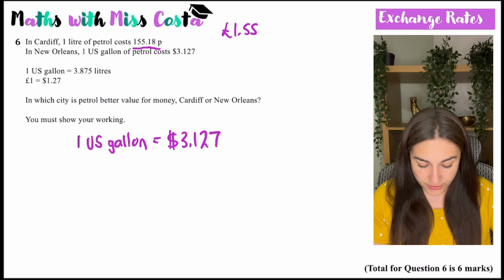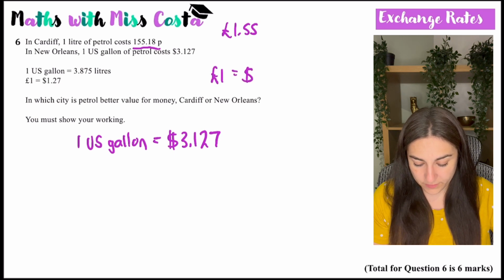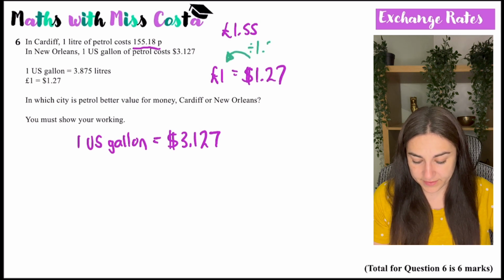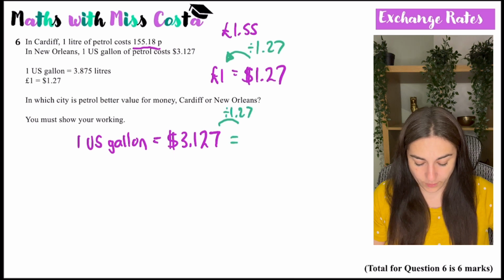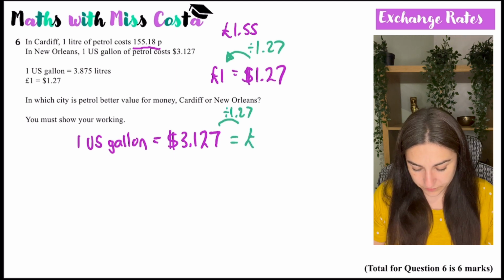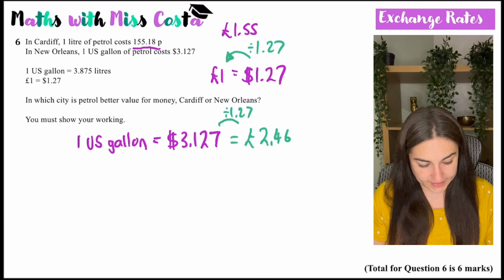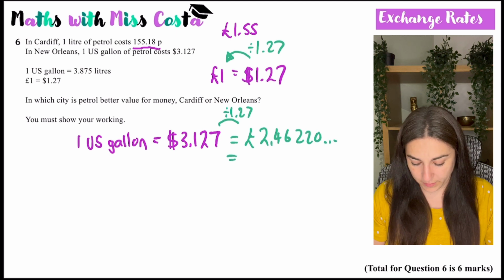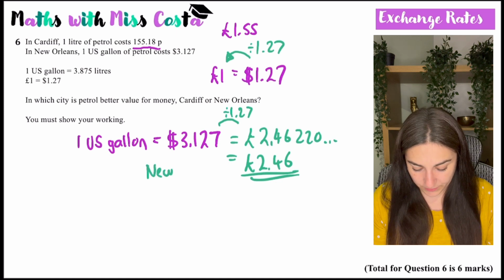$3.127. Now I know that $1.27 is £1. So if £1 is $1.27, to get from dollars to pounds, I have to divide by 1.27. So I'm just going to divide this by 1.27 to work out what that cost is in pounds. 3.127 divided by 1.27 gives me £2.46, or 2.46220, and so on. But let's round that to £2.46. And that's in New Orleans.